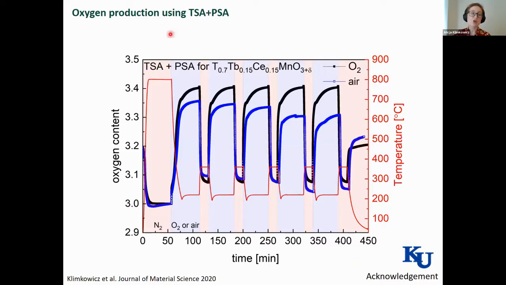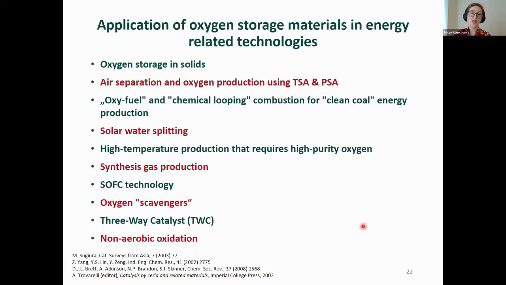This study shows that we can actually combine those two processes, both temperature swing and pressure swing, to have the greatest change of the oxygen content, and by that optimize the oxygen production. So just one thing before I conclude. I want to clarify that what we call oxygen storage materials is a little bit misleading because it's not always oxygen storage, but we can utilize this high oxygen mobility in the material for other purposes.